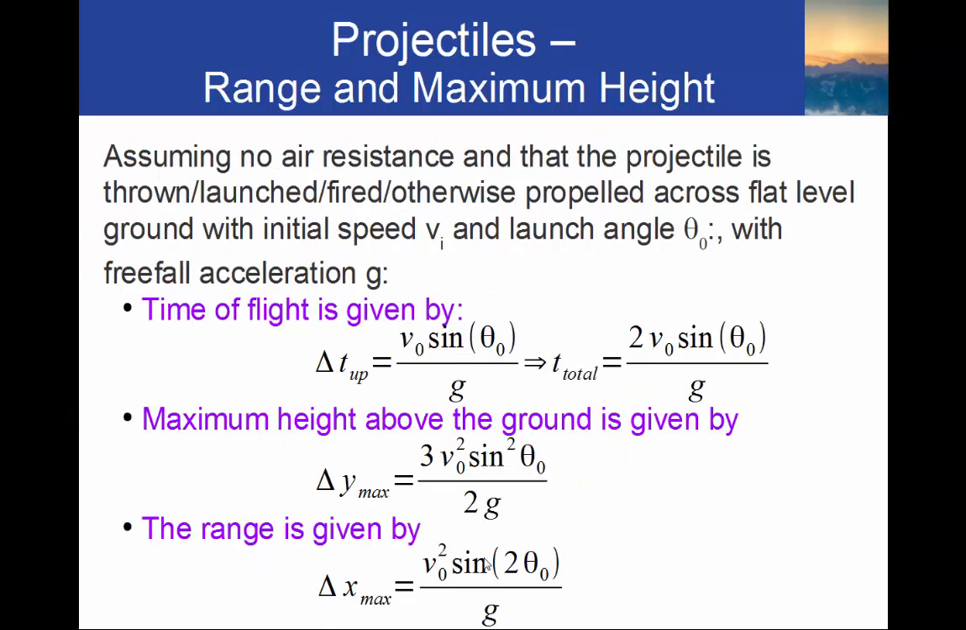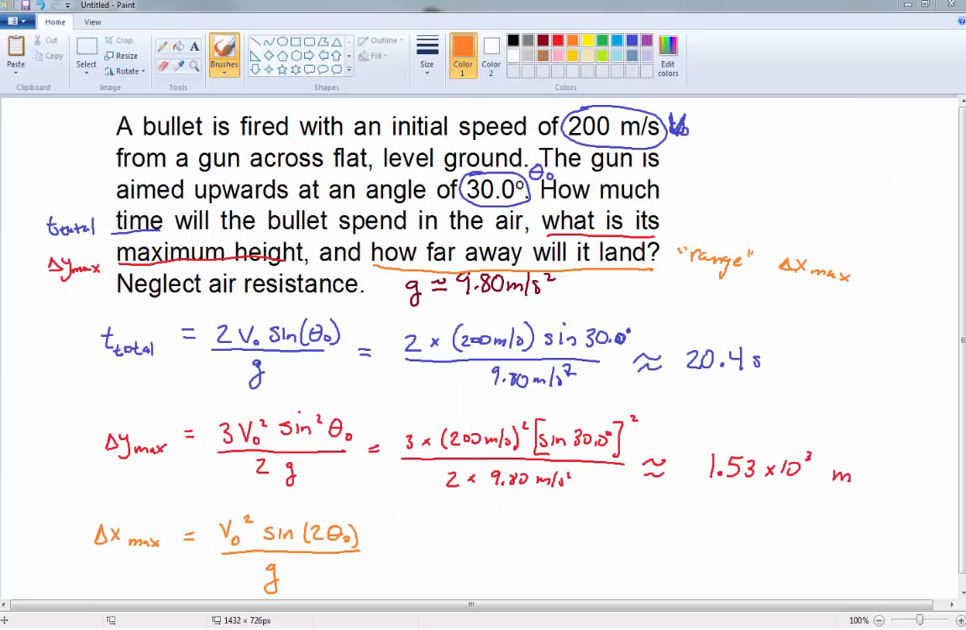So again, we're just making use of these three equations. We made use of this top one to get the total time. If you divide the total time by 2, then you just get the time it takes to get to the top of its motion. The second one gave us the maximum height. The third one gives us the range.